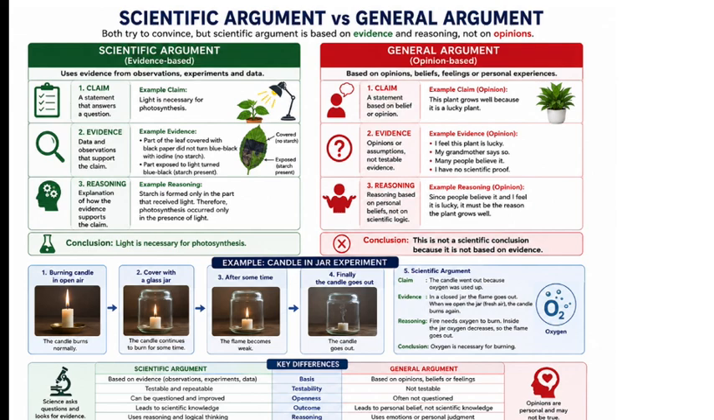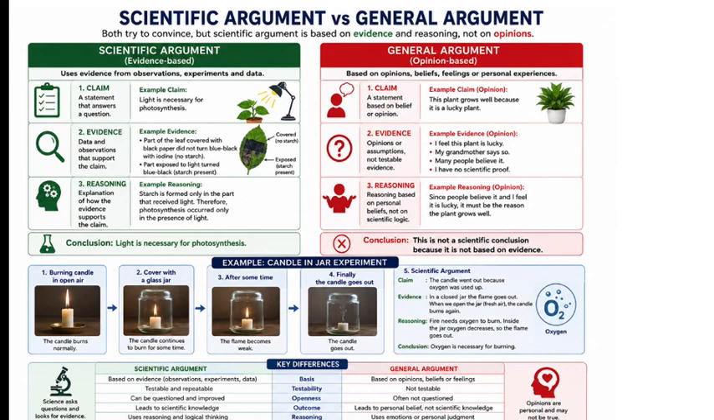So from this we make the conclusion that oxygen is important for the burning of the candle. We provide a reasoning, logic here: what is the cause for the effect, that is, the candle going off. That cause we provide here. So we establish a cause and effect relationship, and we also provide the process or mechanism, which is explained in the scientific argument.